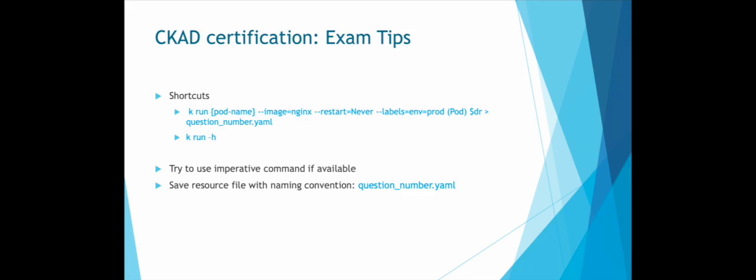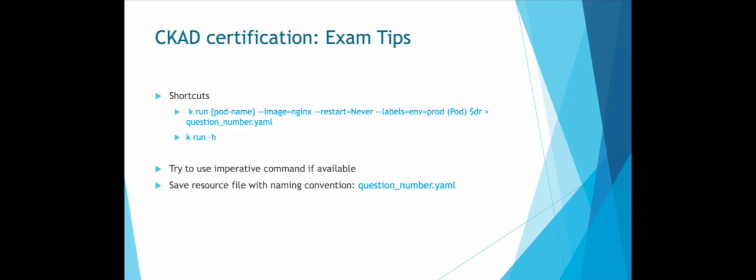So here is an example of how to use it. If you want to do the kubectl run command and create that file in a question-number.yaml file, then you can just simply do k run your pod name and then other parameters, and just $dr and save to some file, right? And another shortcut is, if you want to see the command for k run, just type k run -h. It will show you all the imperative commands available. So you can just copy from there, right?